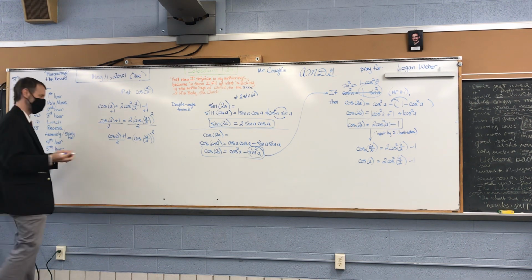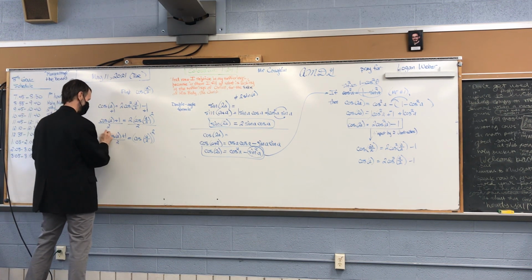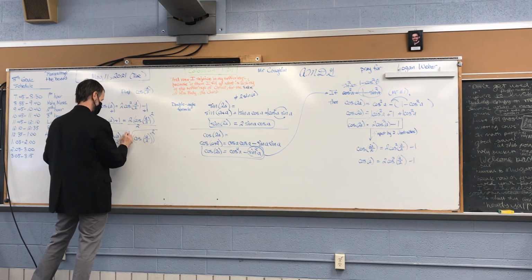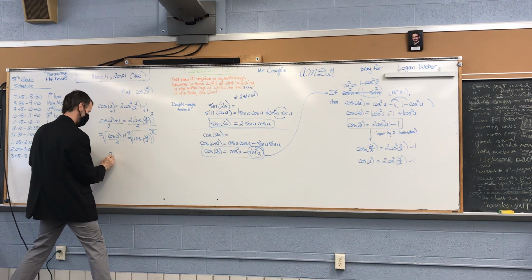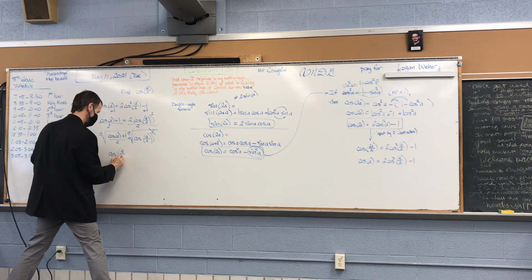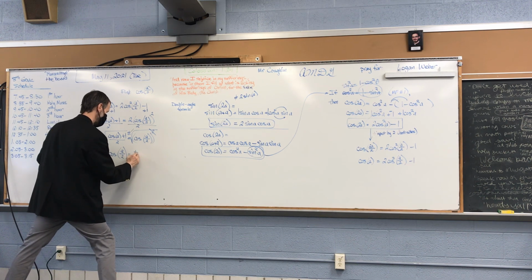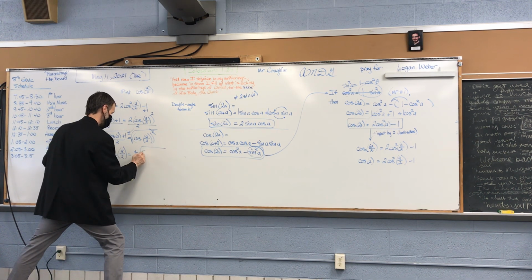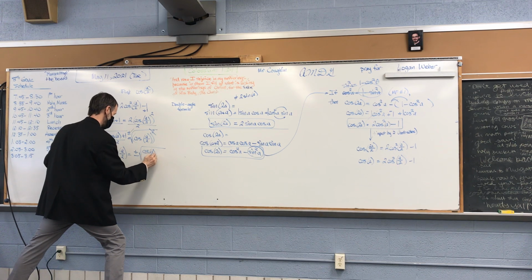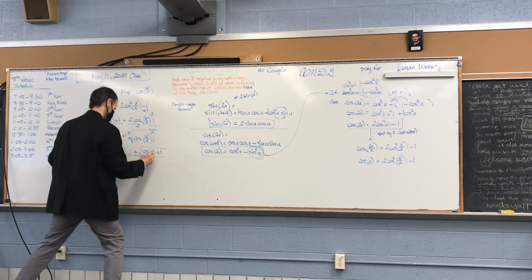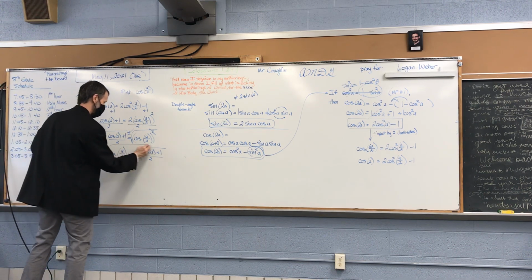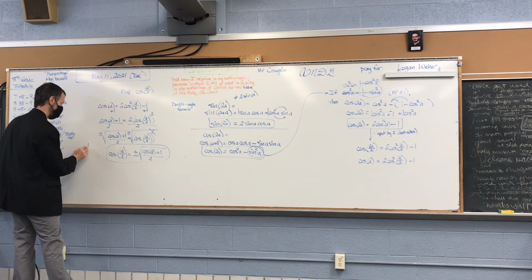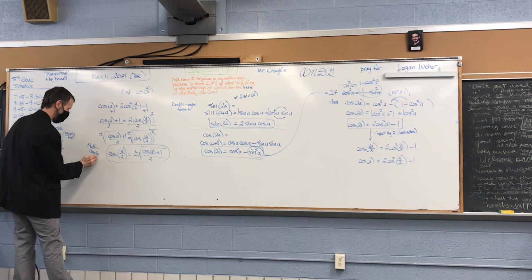Square root. Square root, how many answers? 2. What kind? 1 negative, 1 positive. Correct. We're going to get, cancel, cancel, cosine of A over 2 equals plus or minus square root of cosine of A plus 1 all over 2. Circle this. This is what we call the half angle formula.